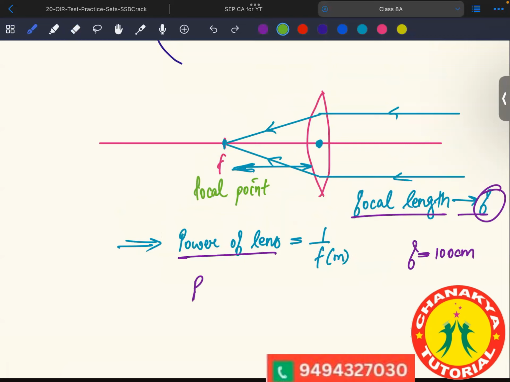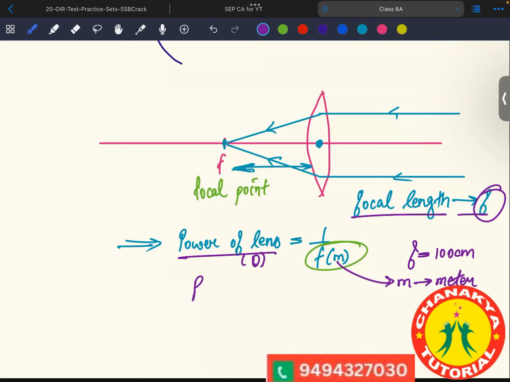Come to the point of m. So m stands for meter. Whenever you want to apply this formula, you always have to convert focal length in meters. Then only you will get power in diopter. The power of lens is always represented in diopter.